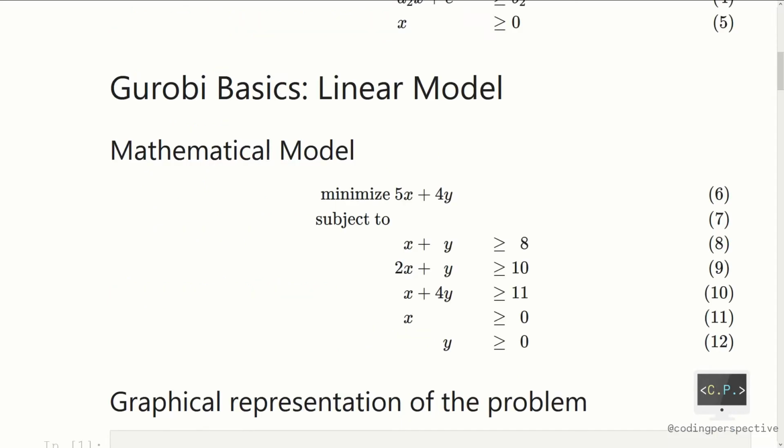Let us create an example of linear programming and code it in Python using the GurobiPy package. Assume that we have a minimization problem with the objective function of 5x plus 4y, and there are constraints that our solution needs to follow. We have three problem constraints and two non-negativity constraints. First one is x plus y greater than or equal to 8. Second one is 2x plus y greater than or equal to 10. And the last one is x plus 4y greater than or equal to 11. And as I said, we have two non-negativity constraints for x and y.